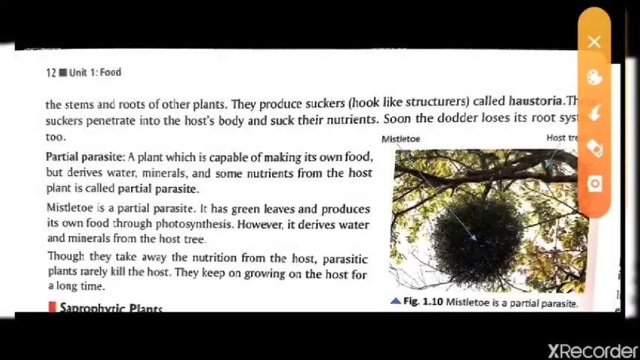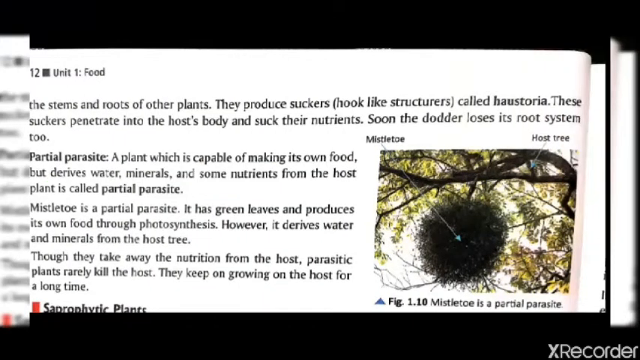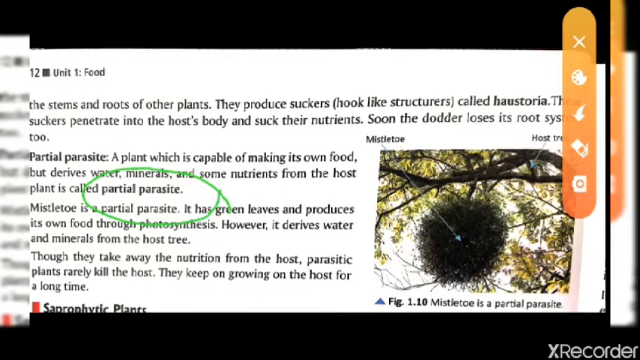A partial parasite is a plant which is capable of making its own food but derives water, minerals and some nutrients from the host plant. They make their own food, but they do not get water, minerals and some kinds of nutrients by themselves, so they feed on other plants. They are half parasites: for some things, like water, minerals and some nutrients, they rely on the host. So they are called partial parasites.